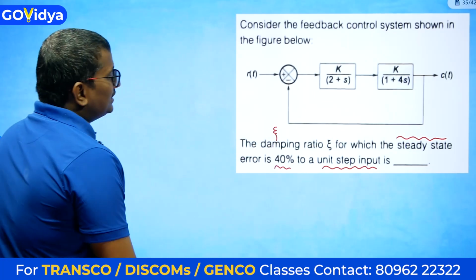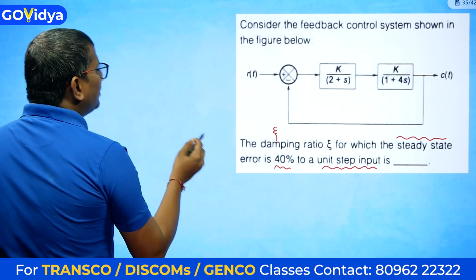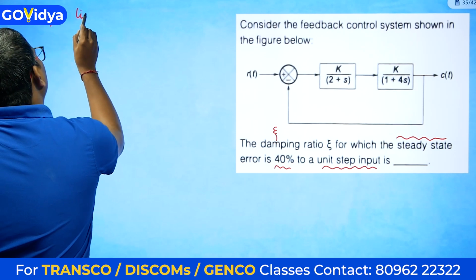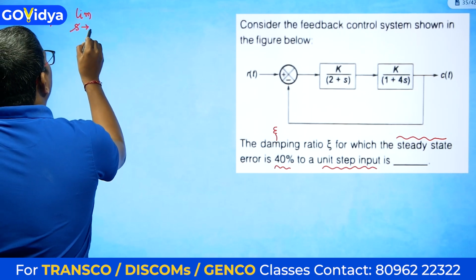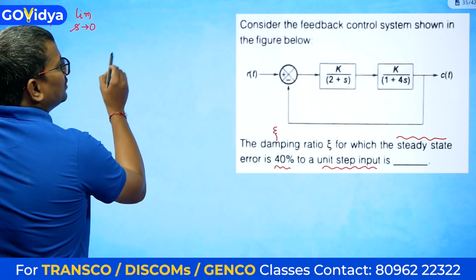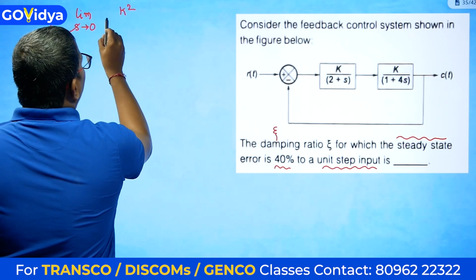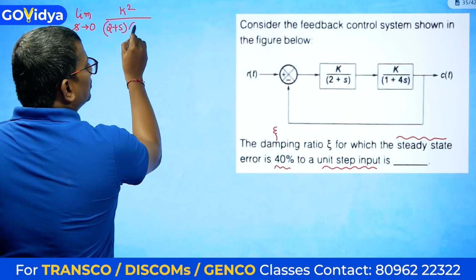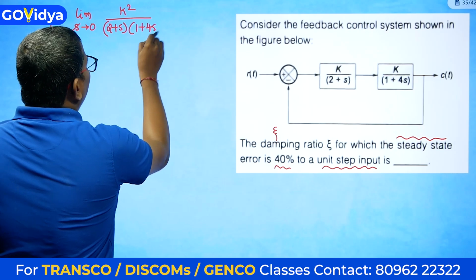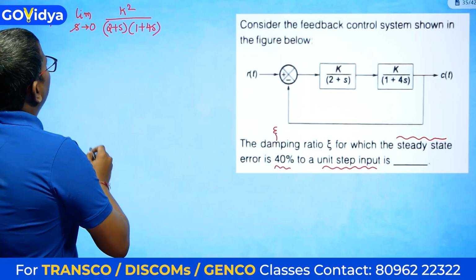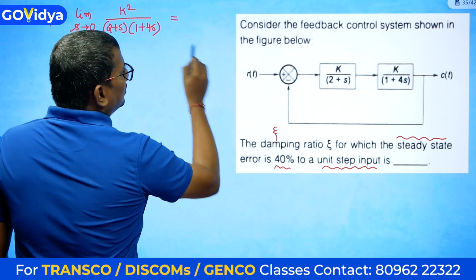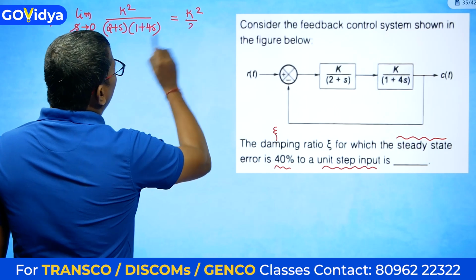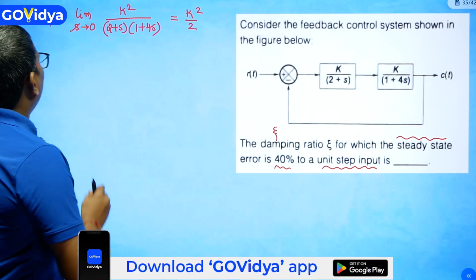So let us see. The steady state error is 40%, right? So what is the steady state error? For 40%, first you need to calculate Kp. What is Kp? Limit s tends to 0 of the transfer function, which is k square divided by (2 plus s) into (1 plus 4s). Anyway, it is a type 0 system. So if you substitute this, put s equals to 0, you will get k square by 2. That is the Kp value. Okay, what is the steady state error formula?